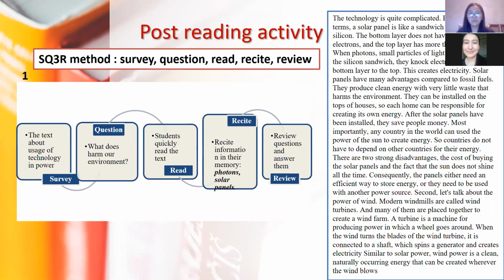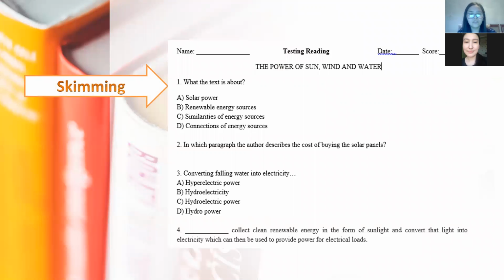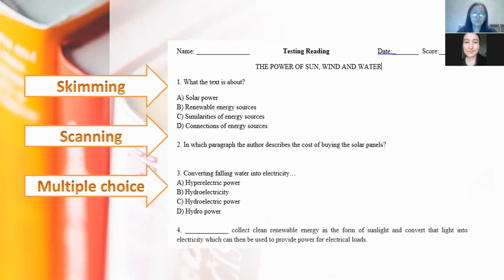Okay, these were some pre-, while-, and post-reading activities. Now, how can teachers test reading skills? Their tests should consist of this kind of question. For example, this is a short text about the power of sun, wind, and water. The first question is what the text is about. Here students should choose the main idea of the text. The second is scanning: in which paragraph did the author describe the cost of buying solar panels? This is a scanning question, and also a multiple choice question.